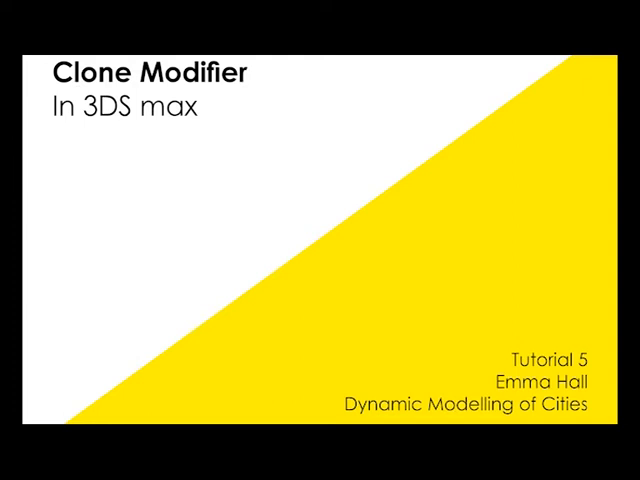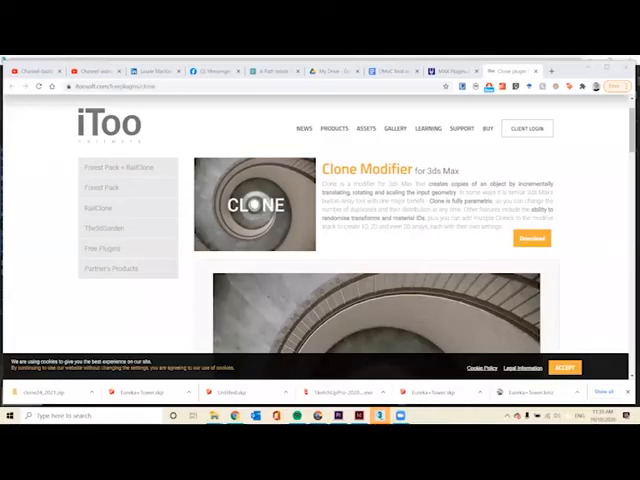In this tutorial, I will show you how to download and use the Clone Modifier plugin by i2software. First, go to the i2soft.com website and find the Clone Modifier download. Click on Download to download the modifier into your Downloads folder.